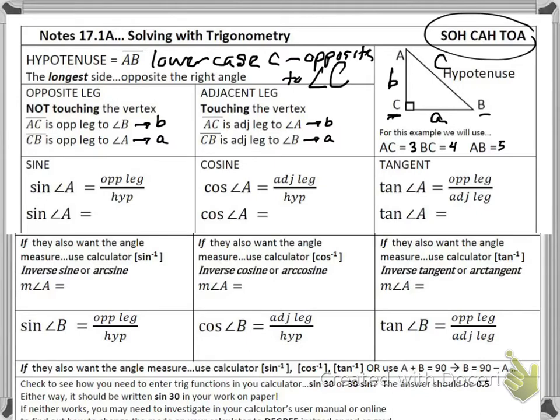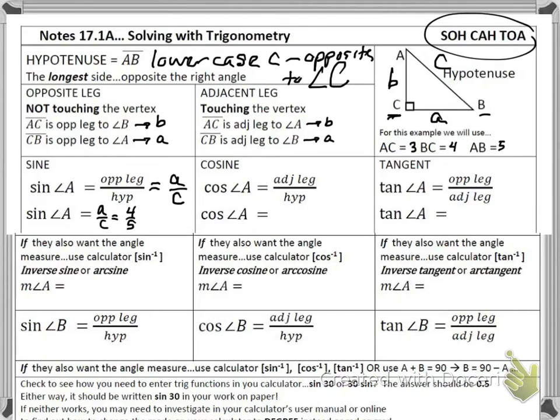Okay, sine is our SOH. Sine is our opposite over hypotenuse. So the leg that's opposite from A would have to be lowercase a, and the hypotenuse would have to be the c. If we look at this with numbers, a over c, 4 over 5 in this picture.